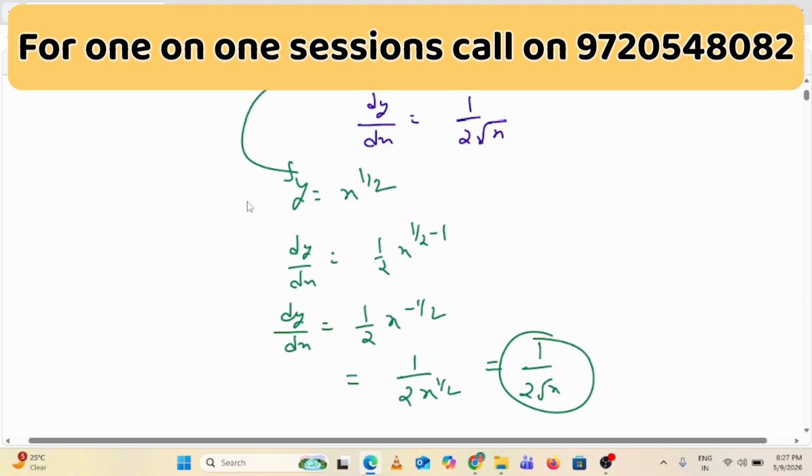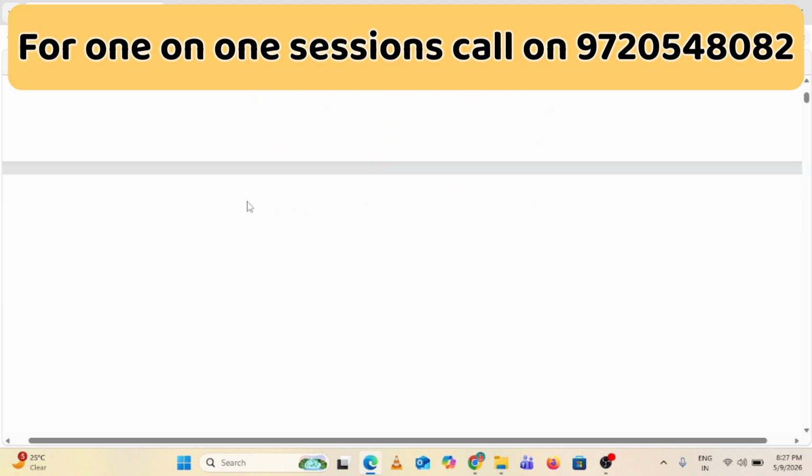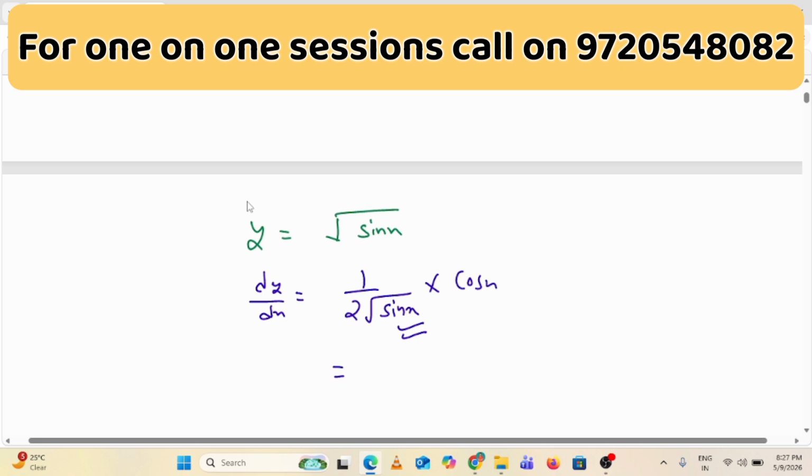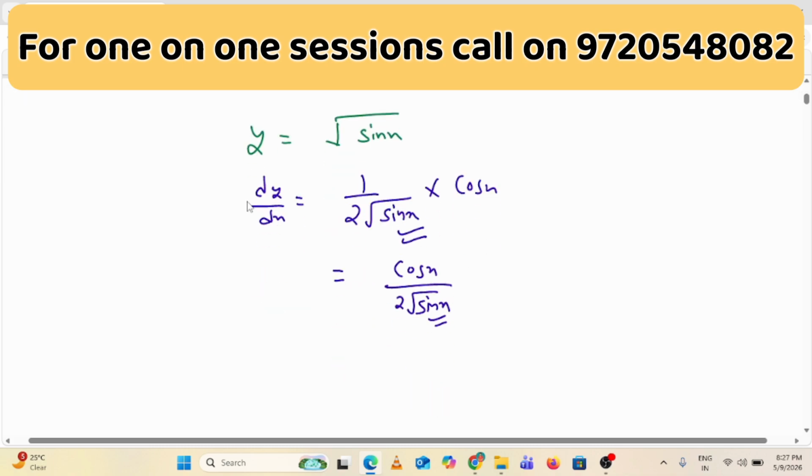Okay. Let's say now you have y is equals to root sine x. So we know very well when you differentiate this, first you will get 1 upon 2 root x, means 1 upon 2 root sine x. Now differentiation of sine x with respect to x will be what? Cos x. So your final answer is cos x upon 2 root sine x. Correct or not? I hope you're getting this.